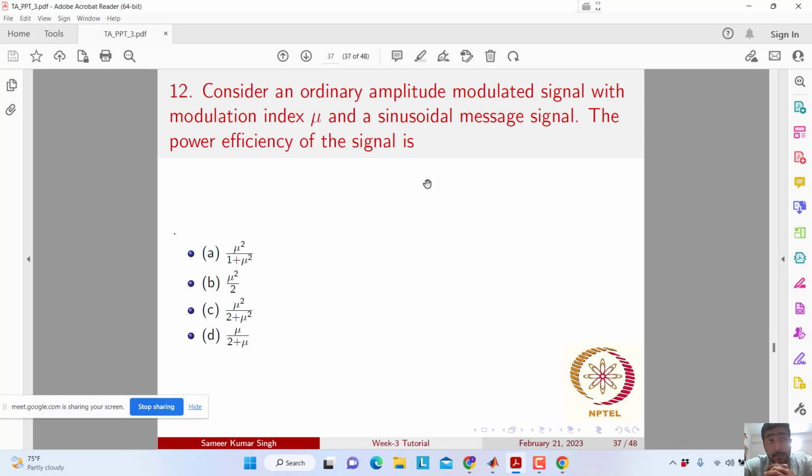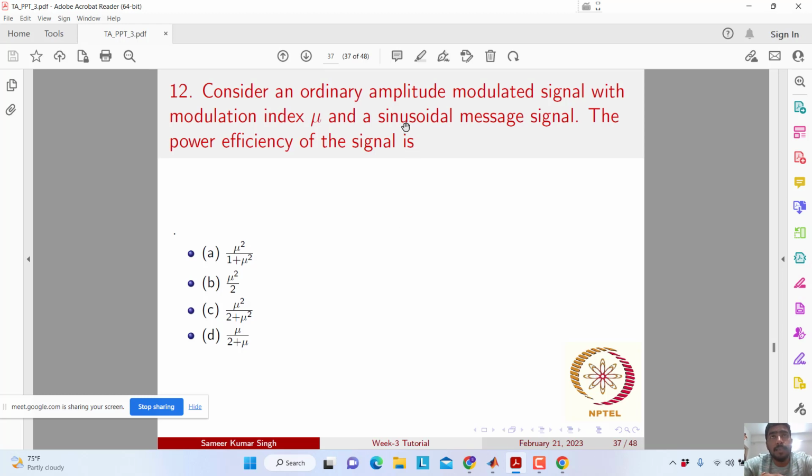Basically, there is given the sinusoidal message signal. Now, I'm giving you homework. Suppose our message signal is not a sinusoidal, and we are considering other types of signals. In that case, will our power efficiency be the same or will it change? Try to find it. We will discuss that point.